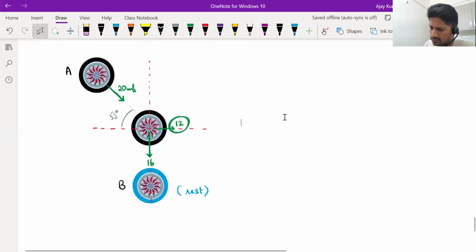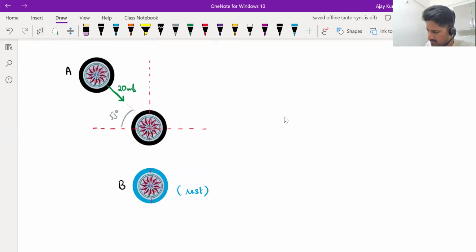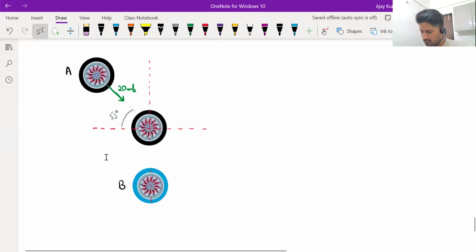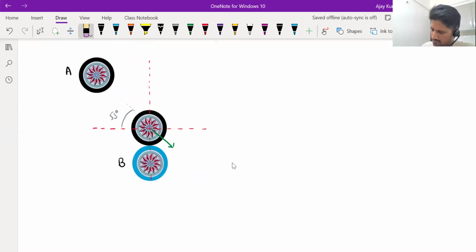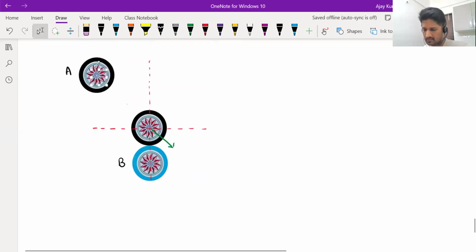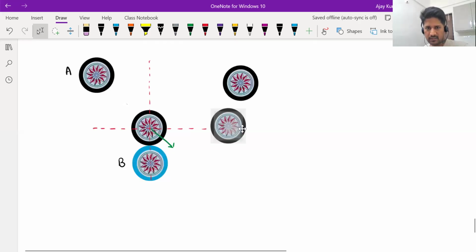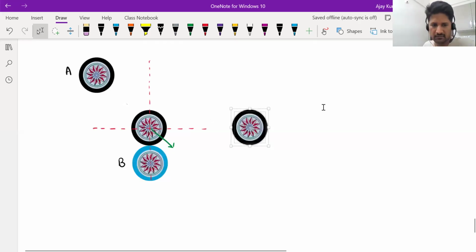I'll remove these velocity components just to help you visualize. Just before collision, A was moving at an angle like this and B was at rest. Okay, A was moving this way. After collision, A only has its X component. So what happens is A hits that striker B and goes off like this. A travels along this line.